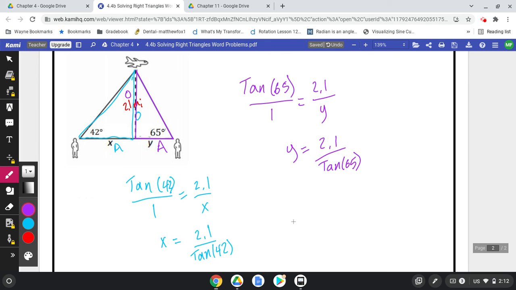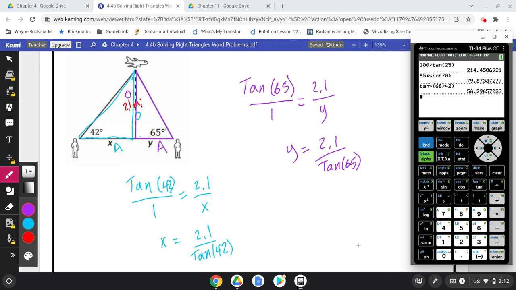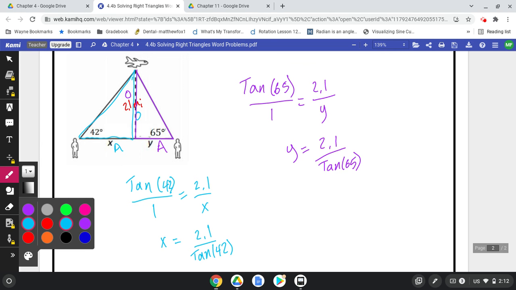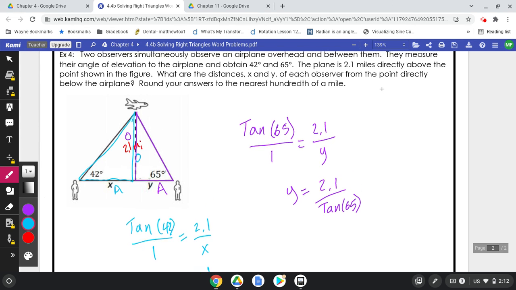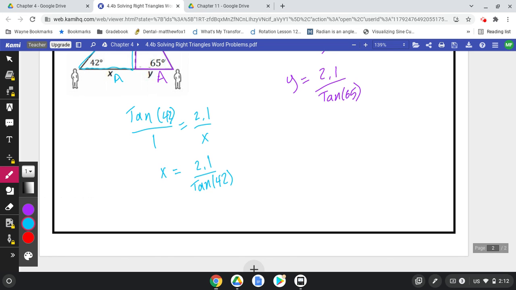And we are almost done. We just got to solve it. So 2.1 divided by the tangent of 42, and that comes out to be 2.3, it says to the nearest hundredth, so 2.33 miles. That's the distance of x.